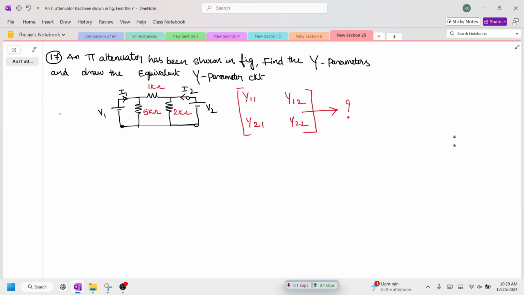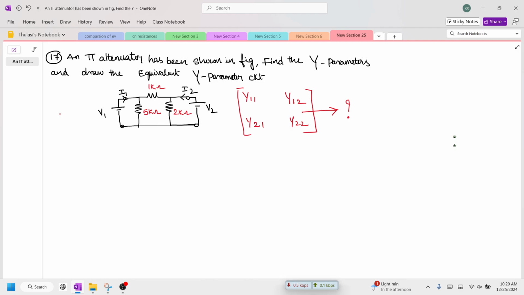Today we are going to discuss the problem. A pi attenuation circuit has been shown below. Find the y parameters y11, y12, y21 as well as y22. We need to find out and draw its equivalent y circuit model.